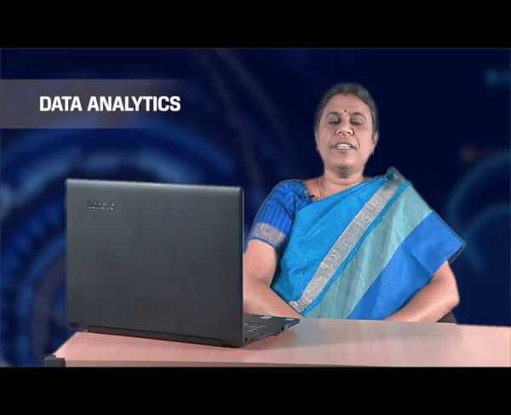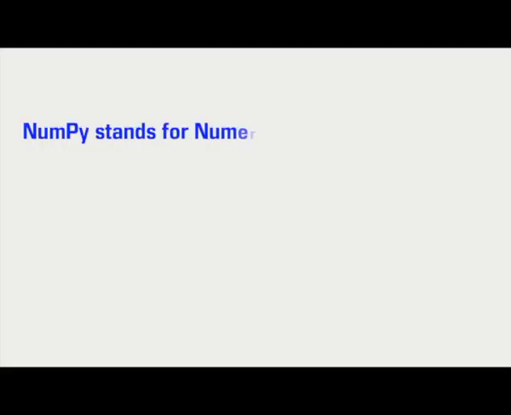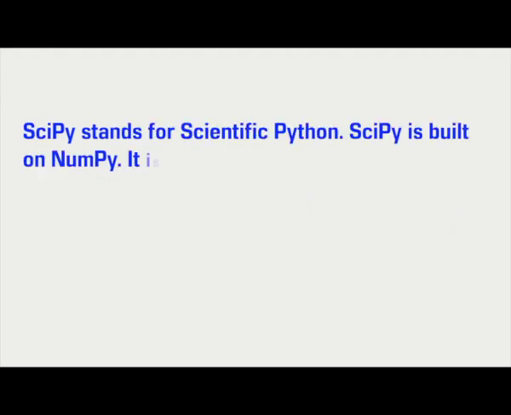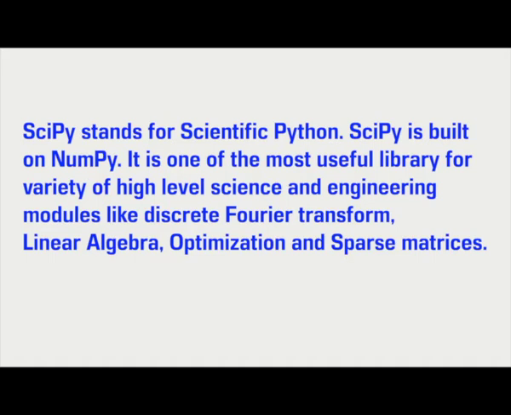The libraries you will need for any scientific computations and data analysis are NumPy, which stands for numerical Python. The most powerful feature of NumPy is the n-dimensional array. This library also contains basic linear algebra functions. SciPy stands for scientific Python. SciPy is built on NumPy. It is one of the most useful libraries for a variety of high level science and engineering modules like discrete Fourier transform, linear algebra, optimization and sparse matrices.